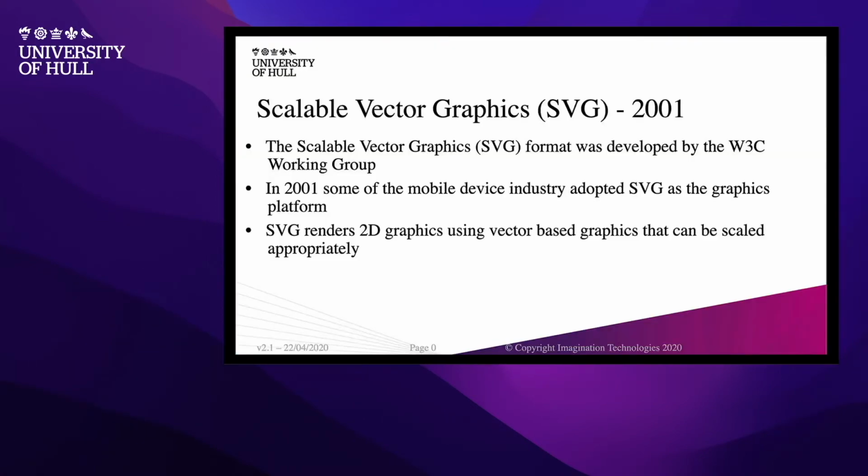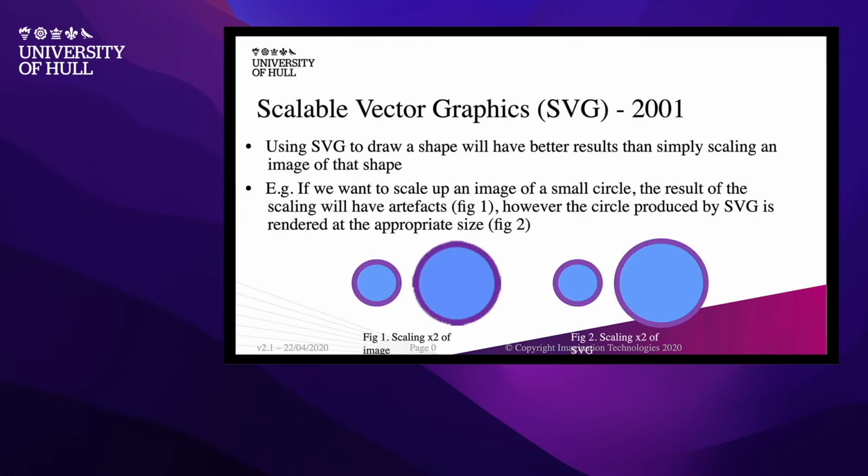Again, just a very, very brief history of graphics libraries, if you like. I remember using SVG back in 2001. So this is vector-based graphics. It's a 2D graphics system, but instead of using an image, things were rendered as you wanted them.